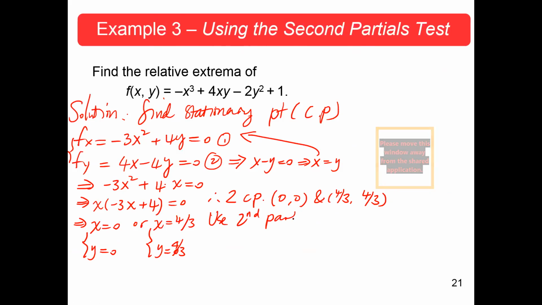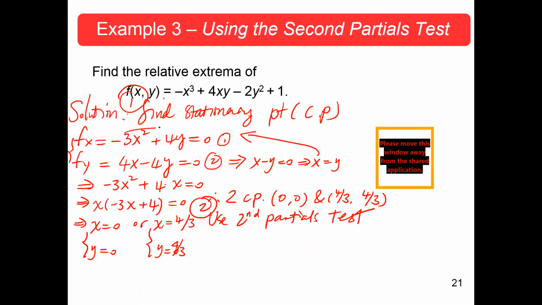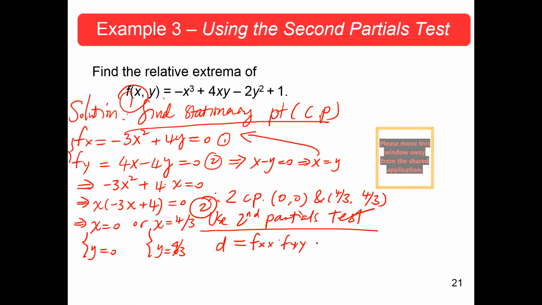So next we do the second partials test. This is step 1, and this is step 2. Step 2 is to use the second partials test. So first of all, you need to get D. D is fxx times fyy minus fxy squared.